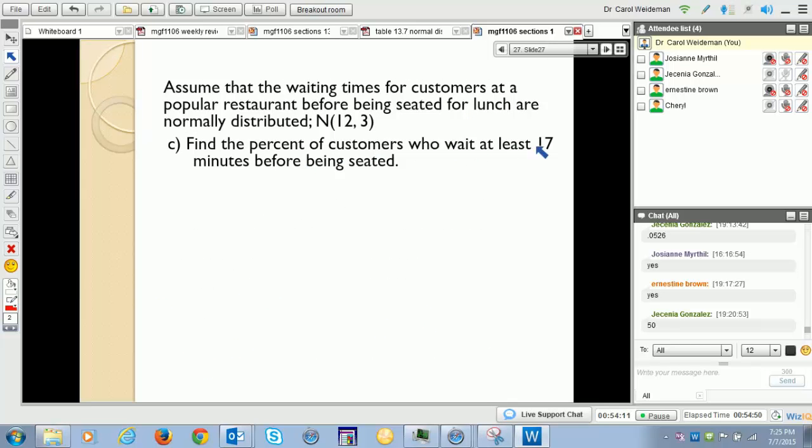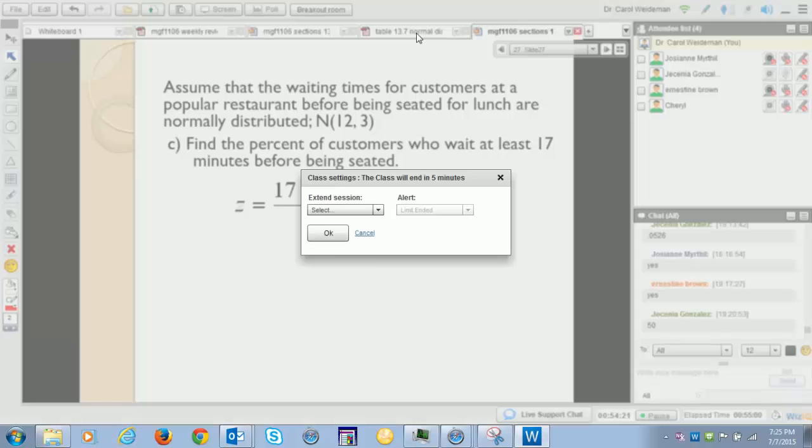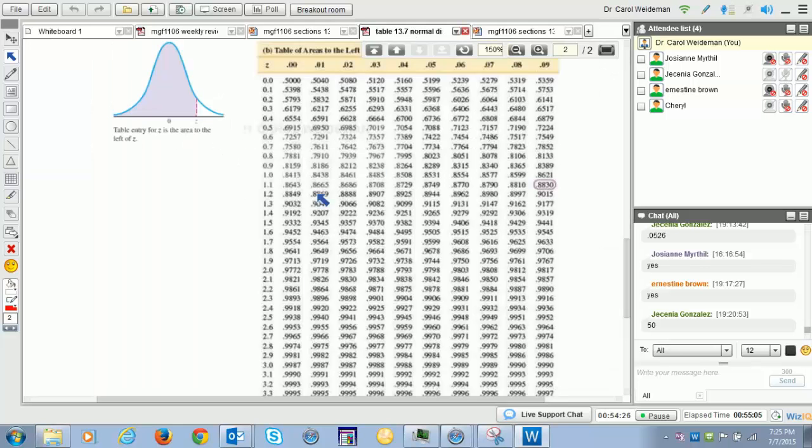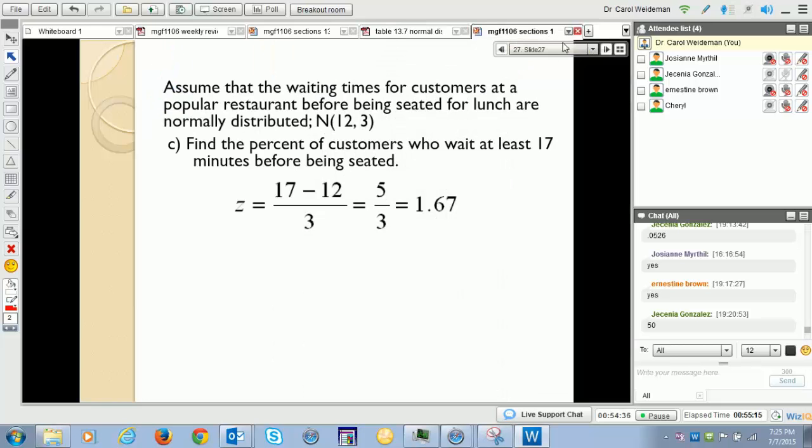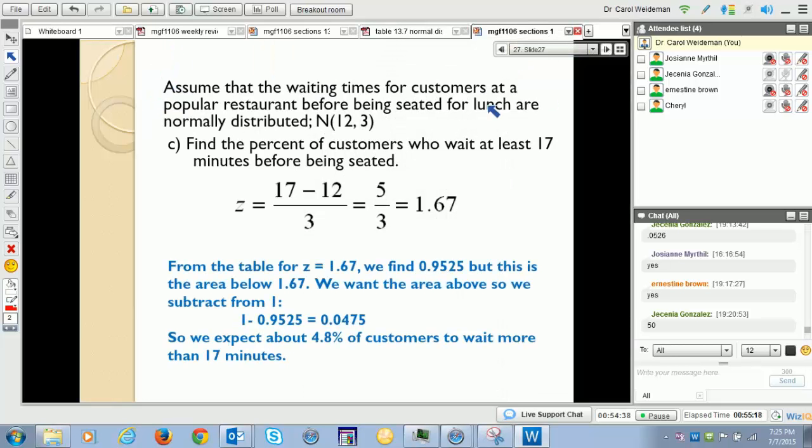Find the percent of customers who wait at least 17 minutes before being seated. So same step again. You need a z-score for 17, 1.67. And if you look that up in the table, 1.6, got to go across, 1.67 is 0.9525. That's the less than, but we want greater than, so what am I going to do? Subtract it from 1. So 1 minus 0.9525, about 4.8% of the customers are going to wait more than 17 minutes.